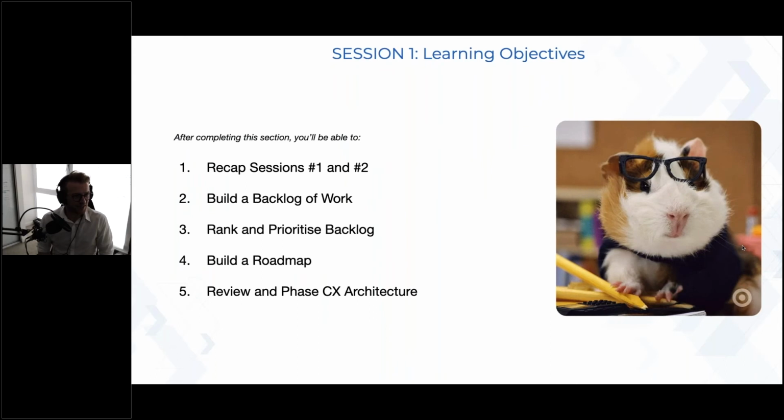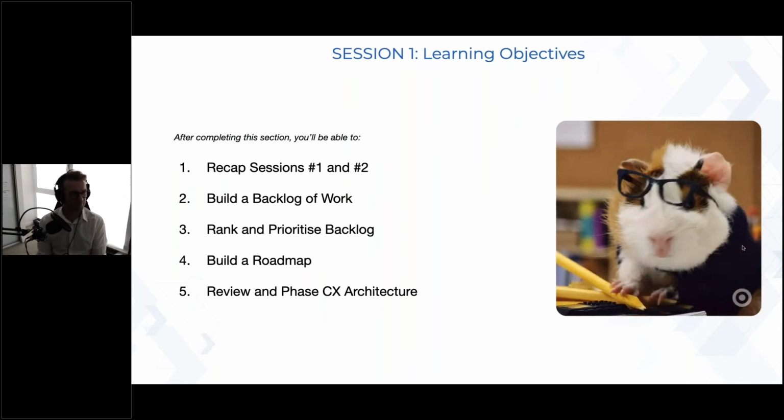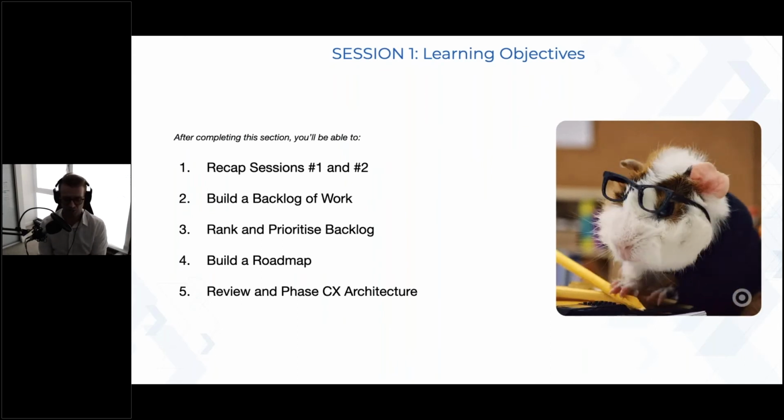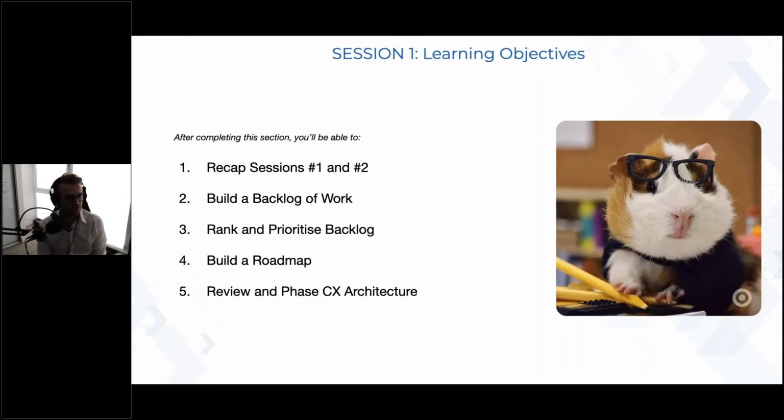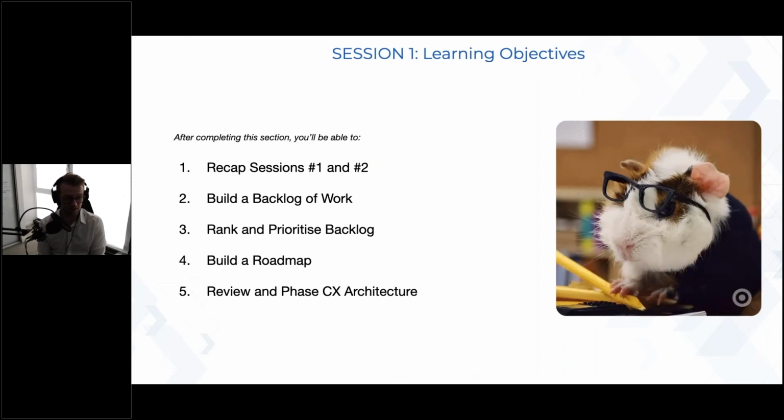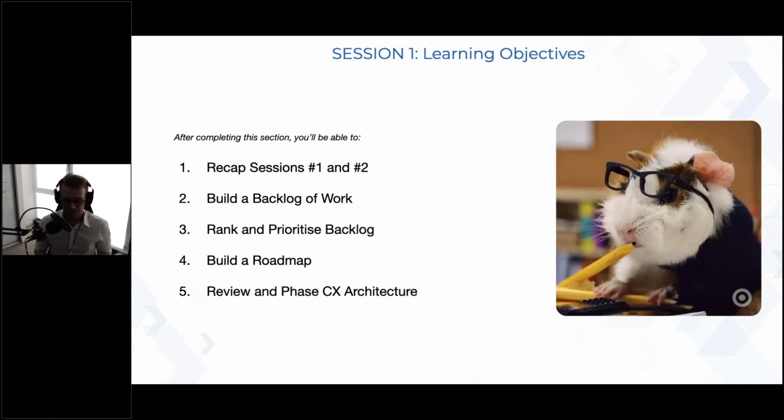Great. So today, what are we going to learn? We're going to recap from sessions 1 and 2, just to make sure that we have a continuous conversation. We're going to build a backlog of work out of it. We're going to rank and prioritize that backlog. We're going to build a roadmap, and then we're going to review and phase that CX architecture diagram. So we've got a huge amount to do actually in this call.